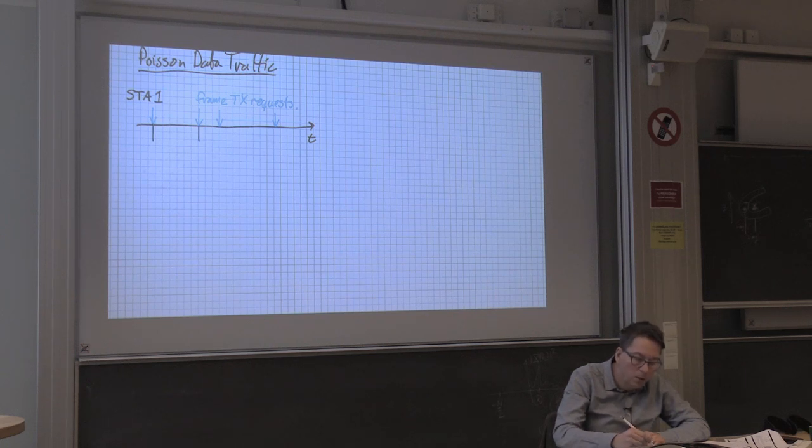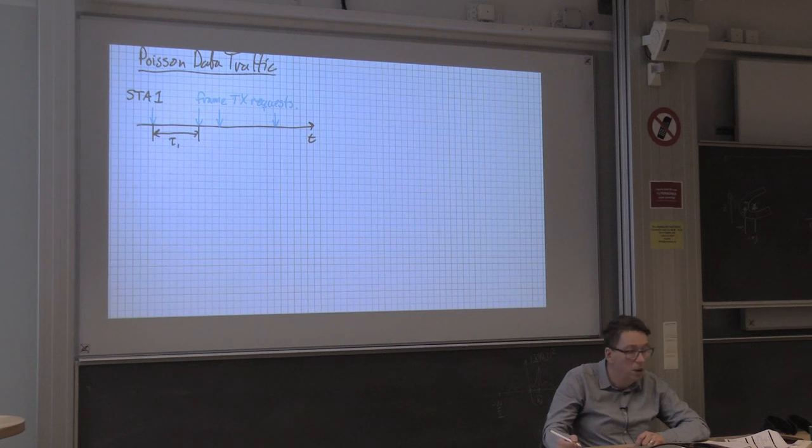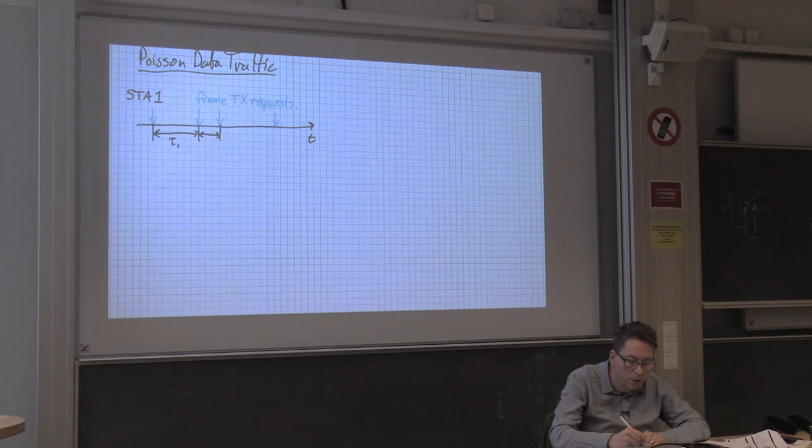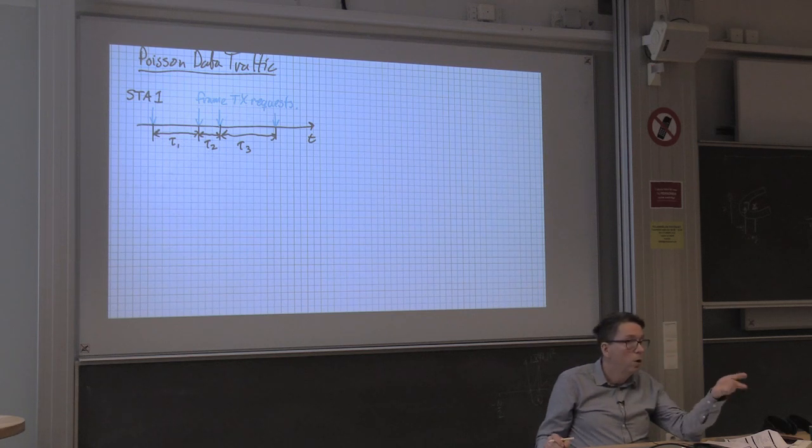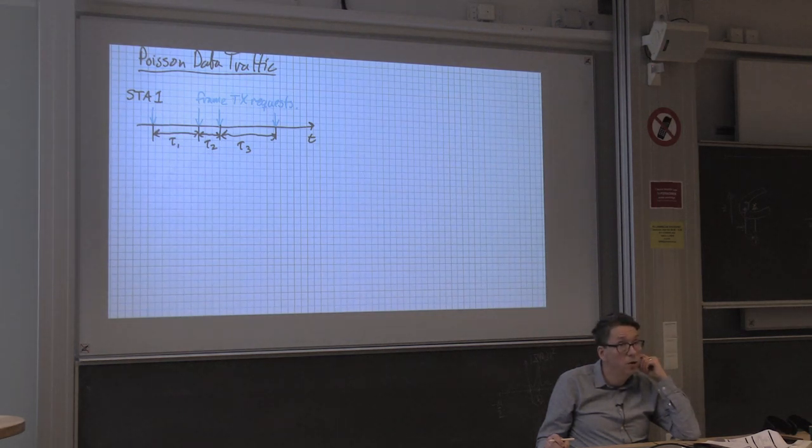The time between two adjacent requests, let's call it tau, and let's have an index for them. So this is tau 1, the second inter-request time is tau 2, and the third is tau 3. So what can we say about these taus? A very common assumption in how to model this is to say that the taus are independent random variables and they're exponentially distributed.